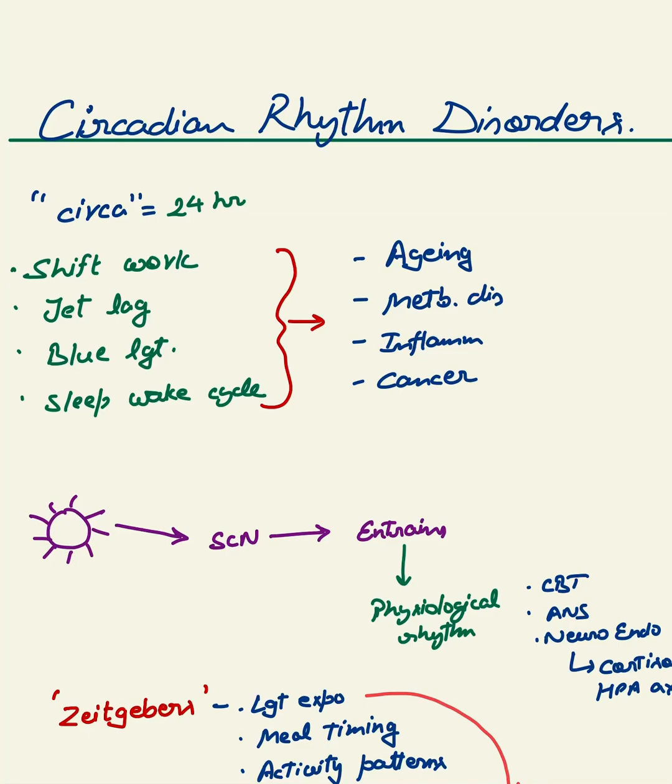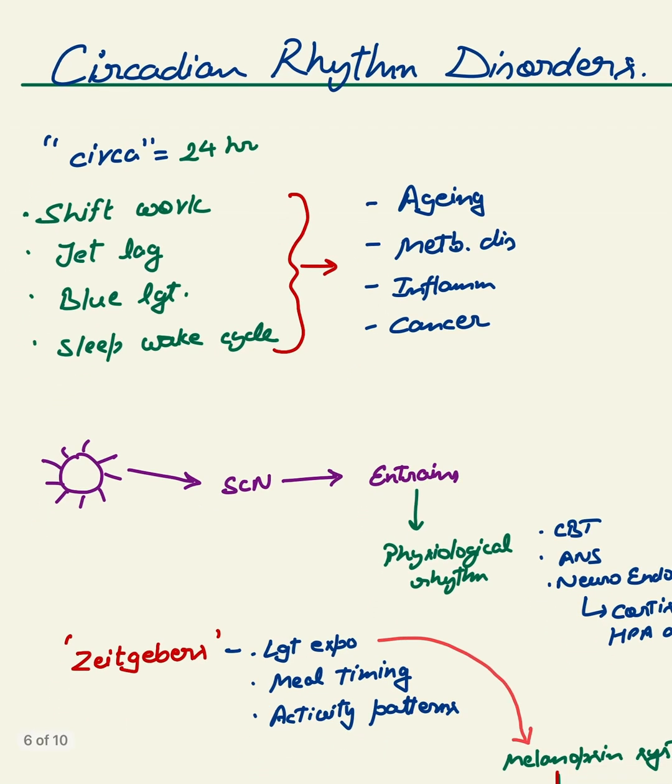Hello all. So today we are going to discuss circadian rhythm disorders. Let's jump straight into the topic. To begin with, what is circa? Circa means a cycle of 24 hours.